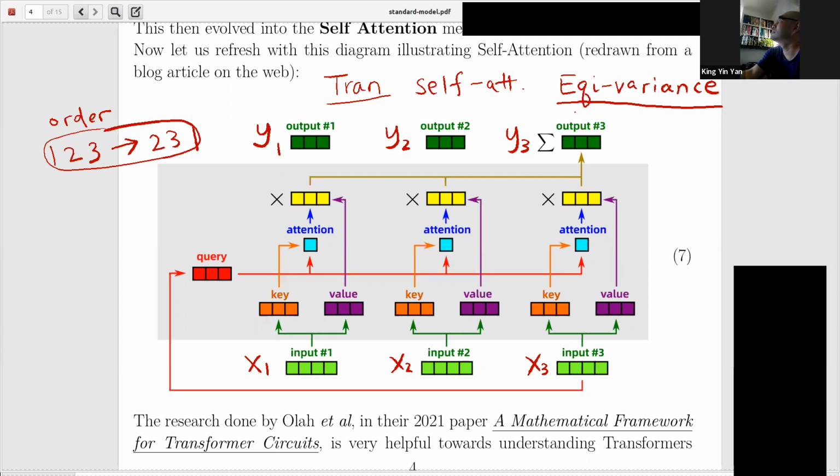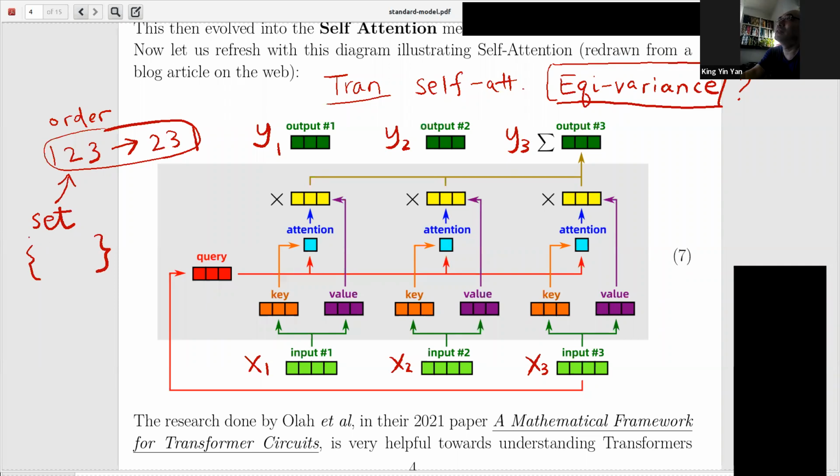This is one very important feature of the transformer, called equivariance. Why is this important? Because x1, x2, x3 is actually a set of elements. Inside the set, for example, I have apple, bananas, and oranges, and it doesn't matter in which order I enumerate them. It's the same set. 1, 2, 3 is the same as 2, 3, 1. There's no difference inside the set.